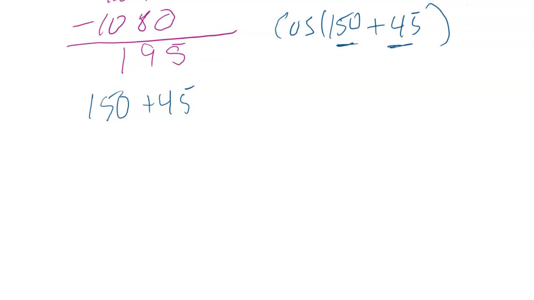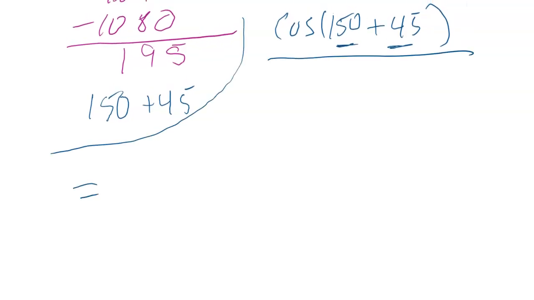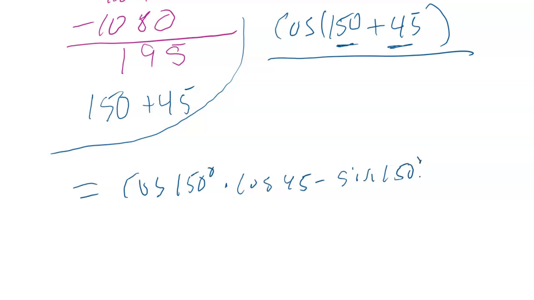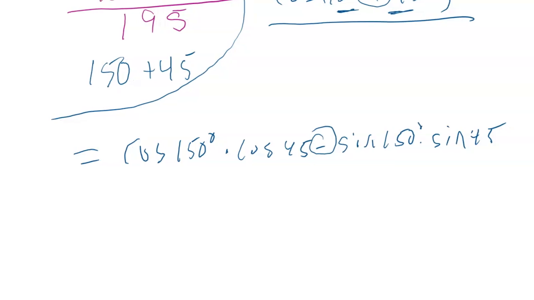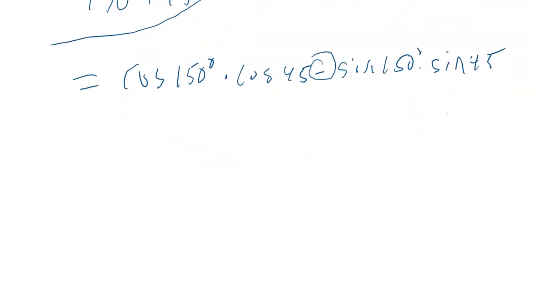And then I just do the angle addition formula. So I'm going to rewrite it here using that cosine. So it's cosine of 150 degrees times cosine of 45 degrees minus sine of 150 degrees times sine of 45 degrees. And I believe these 2 signs are always opposite of each other when it's dealing with cosine. They're the same when you're dealing with sine.